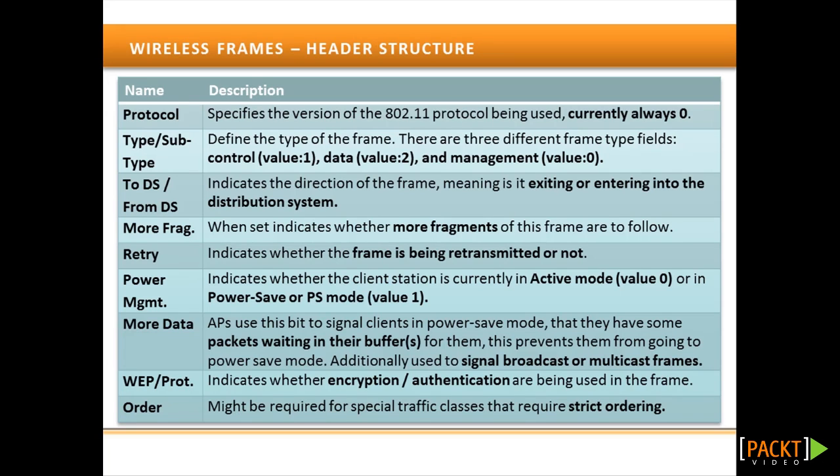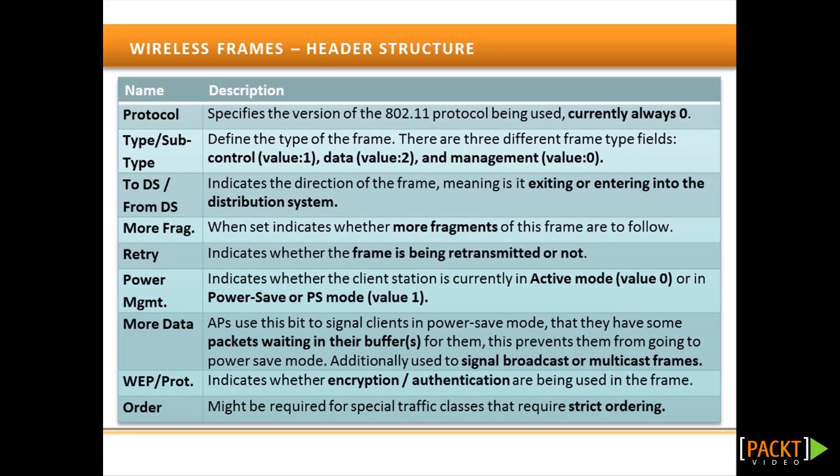APs use this bit to signal clients in power save mode that they have some packets waiting in their buffers for them. This prevents the clients from going to power save mode. Additionally, it may indicate that APs are going to send broadcast or multicast frames in the following packets. WEP or protected frame indicates whether or not encryption and authentication are being used in the frame.